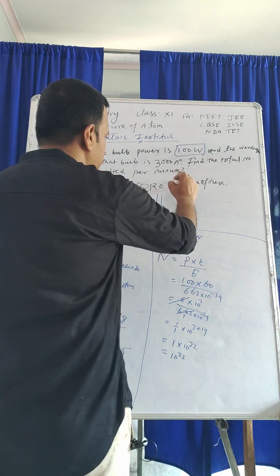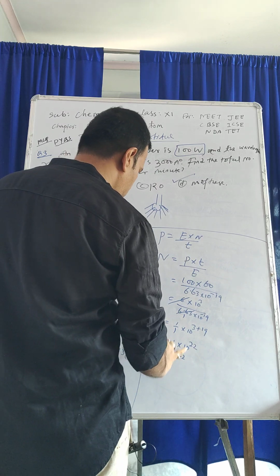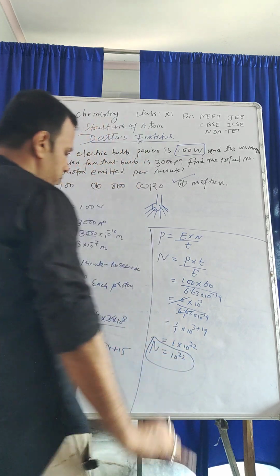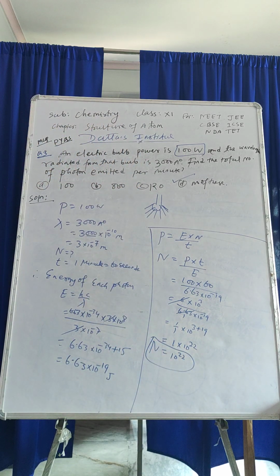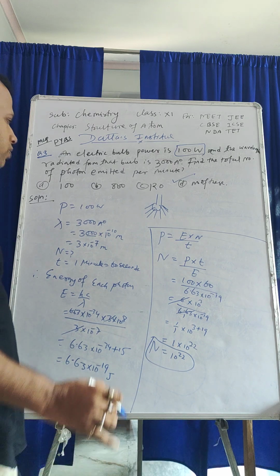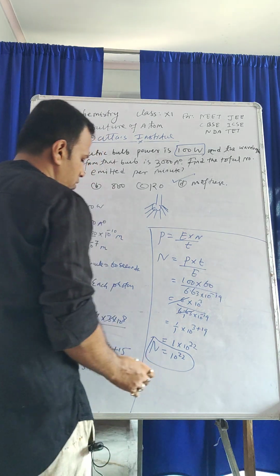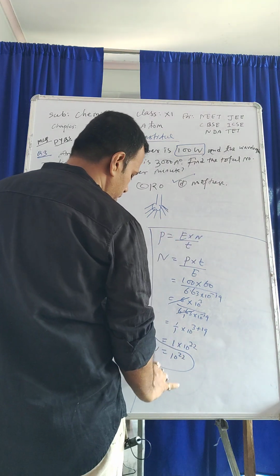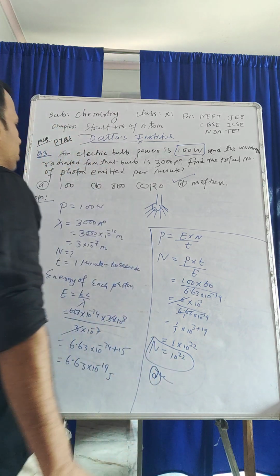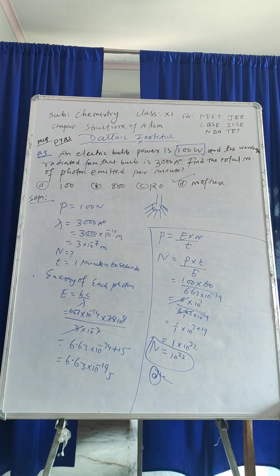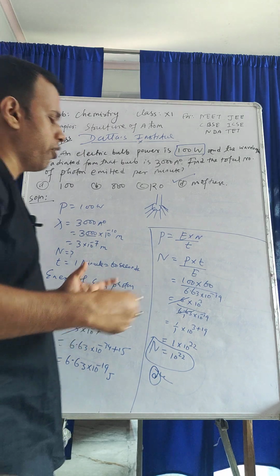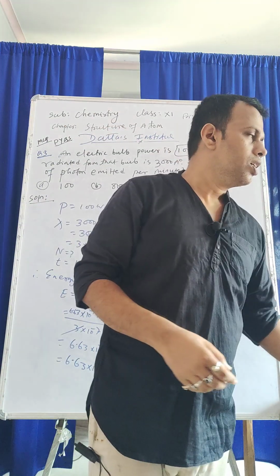So which option is correct? Option D is the correct answer. So the number of photons emitted per minute will be 10 to the power 22 photons. Option A is given 100, option B is given 800, option C is given 120, and option D is none of these. So option D is correct here.